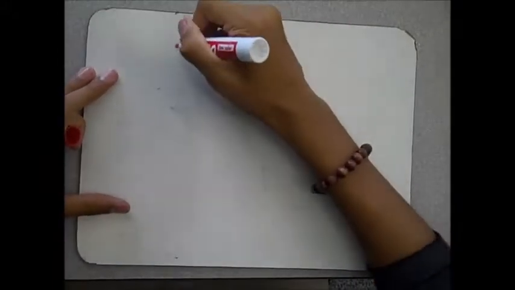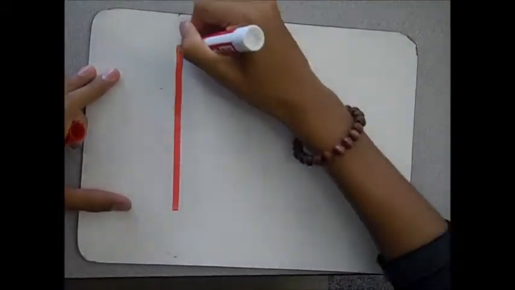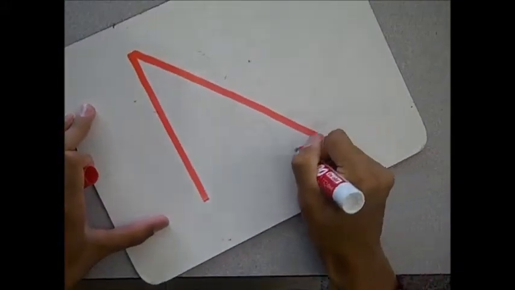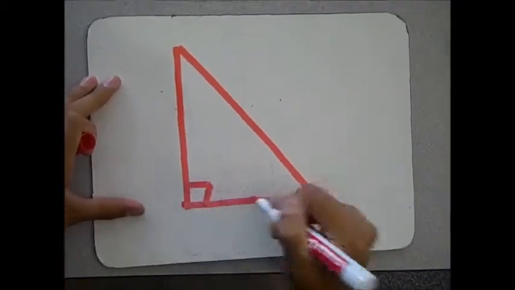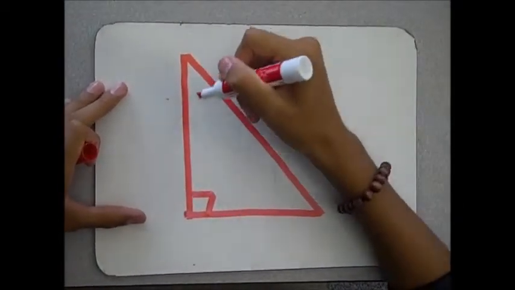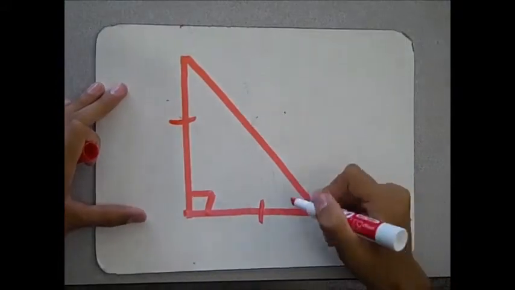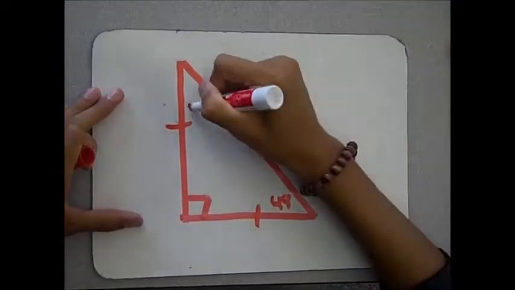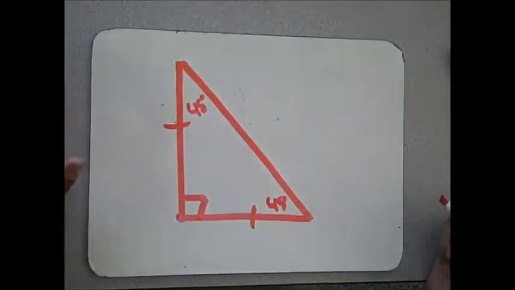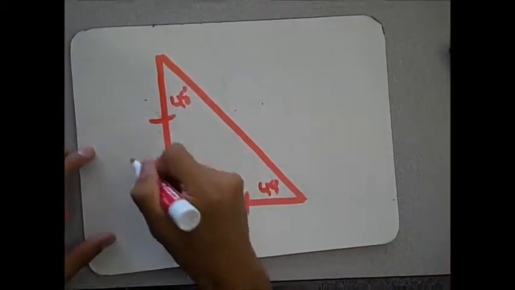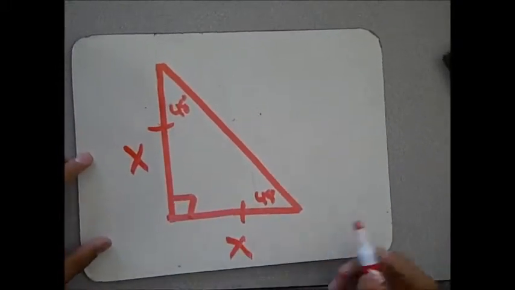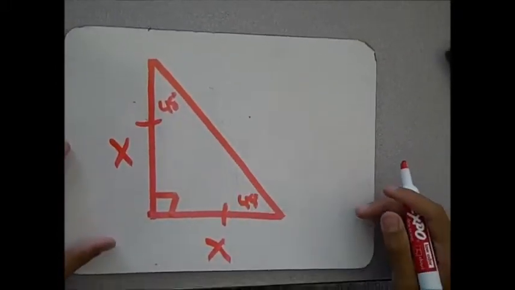Now, the basic form for a 45, 45-degree triangle is you have your right triangle, and there's your right angle. Because that's a right angle and these sides are congruent, those are 45 degrees each. So basically, because these sides are congruent, we're going to write x and x. And now the only thing missing is the hypotenuse.